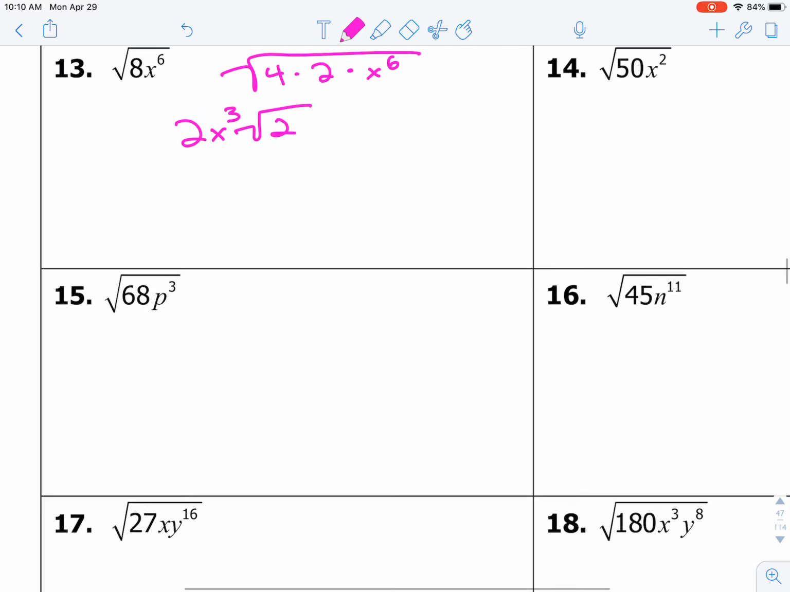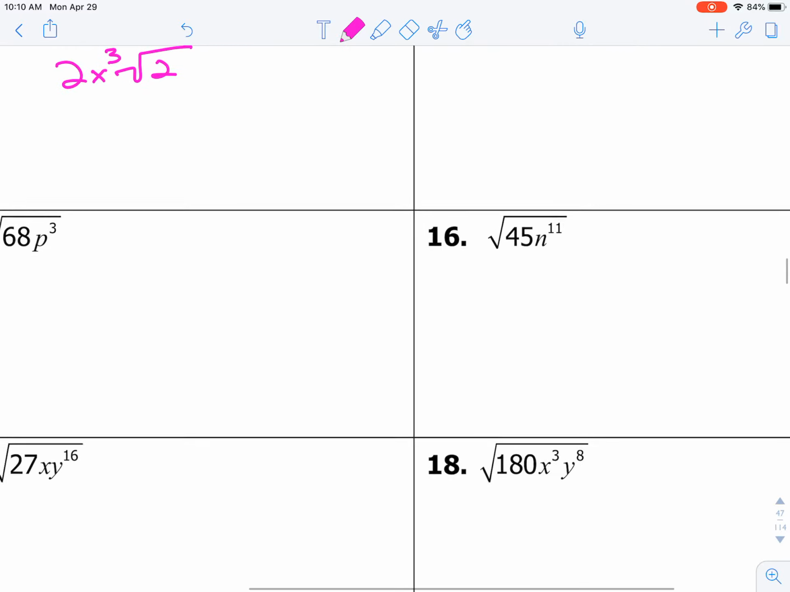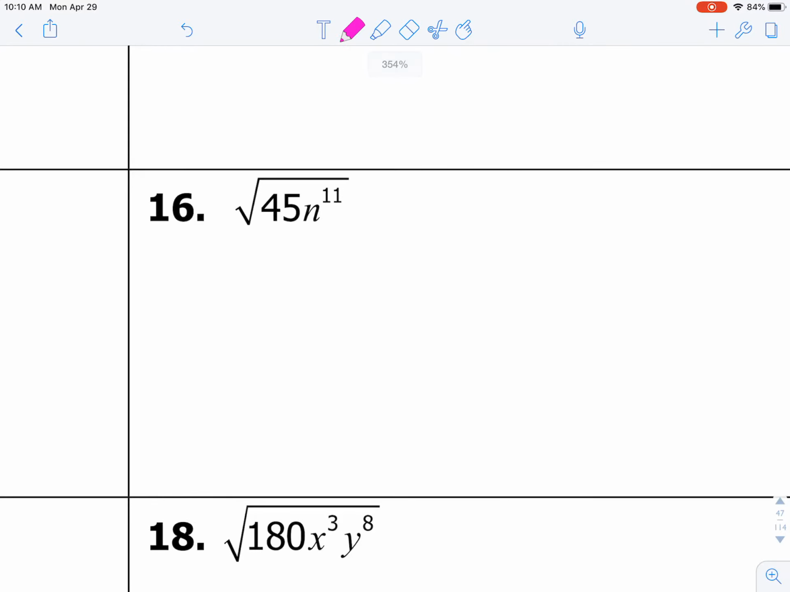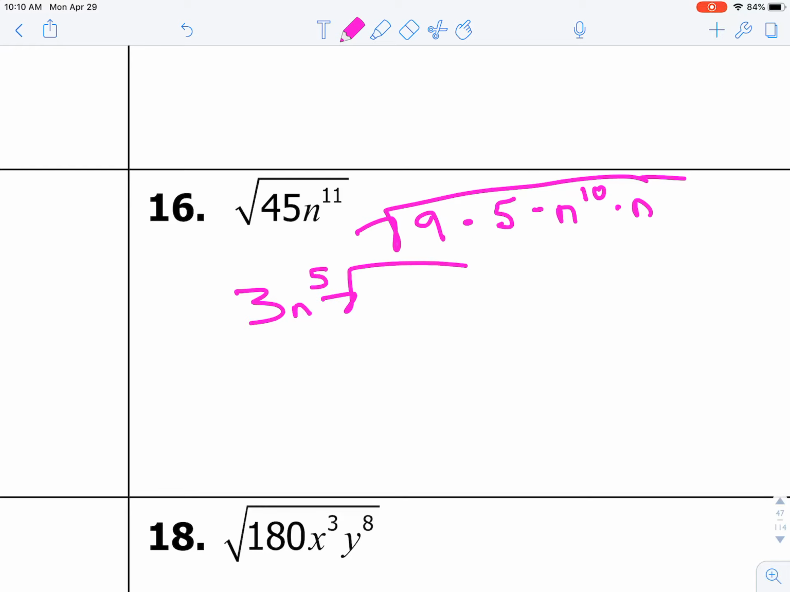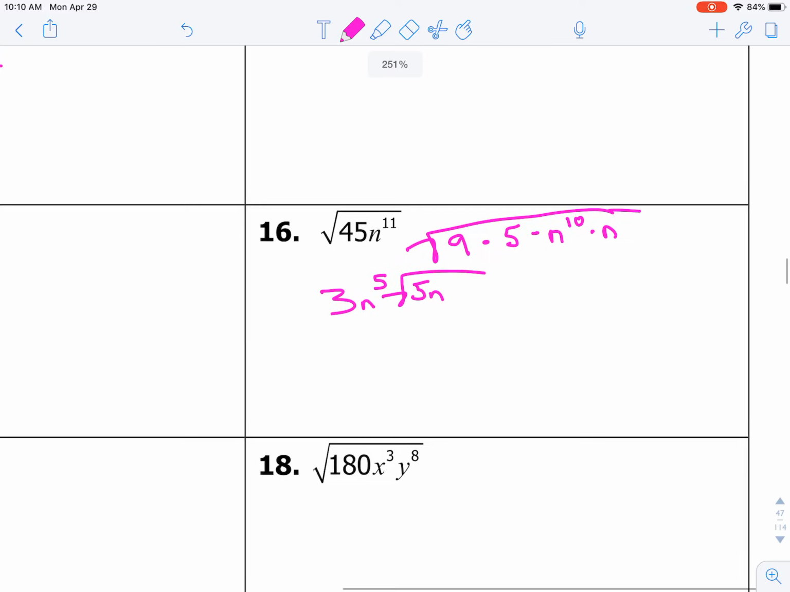Let's see. Are we good there? Let's do one with an odd number like 16. So what can we multiply together to get 45, where 1 is a perfect square? That would be 9 times the 5 times the n to the, well, I got to take this down to 10, and then I compensate right there. So I got the square root of 9. Anything else in there I can take the square root of? Well, n to the 10th. And then all I have to do is rewrite the stuff I can't deal with, which is 5n. So the answer is 3n to the 5th times the square root of 5n.